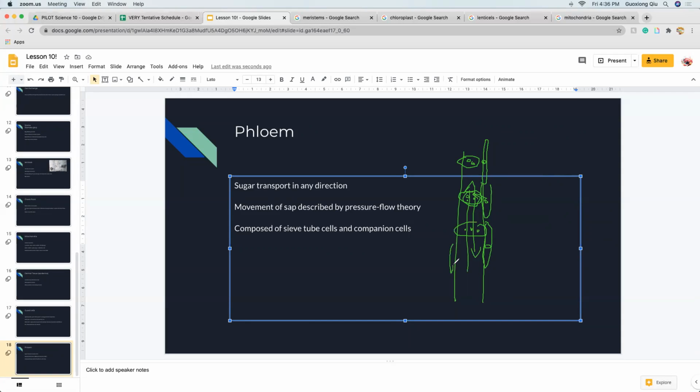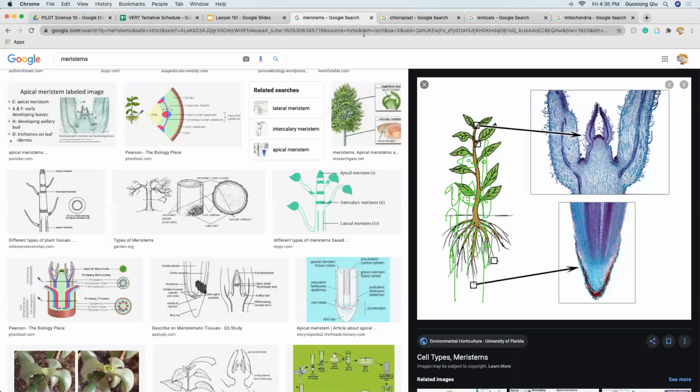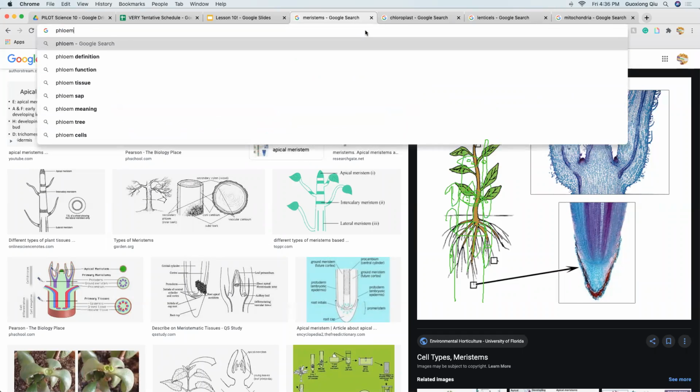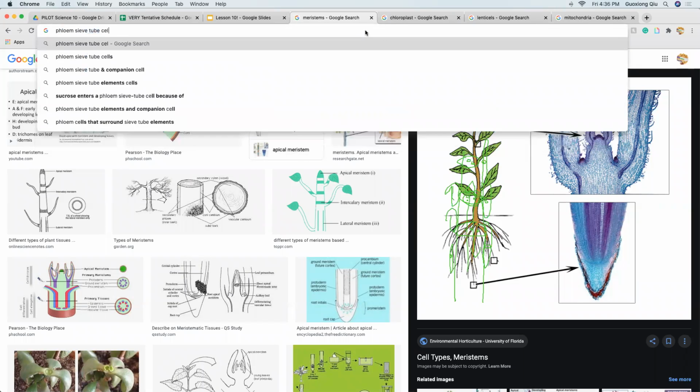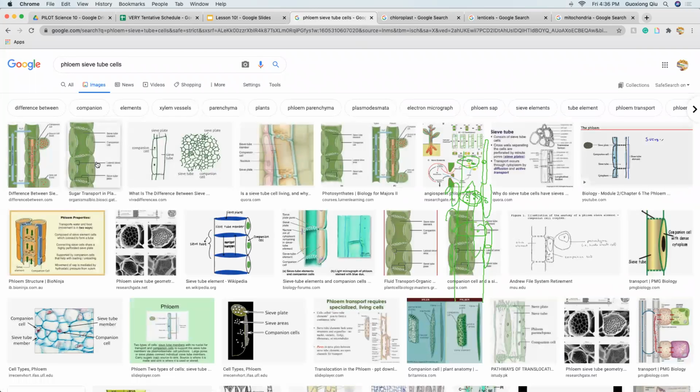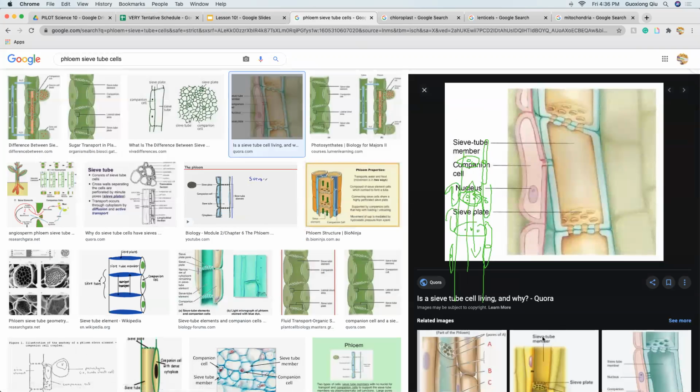Yeah. Let me draw one here. Yes. I will show the image. I'll copy an image in a second. Okay, time to copy an image. Phloem sieve tube cells. There we go. Where is it? Here you go. That is a good drawing. That is a good image.